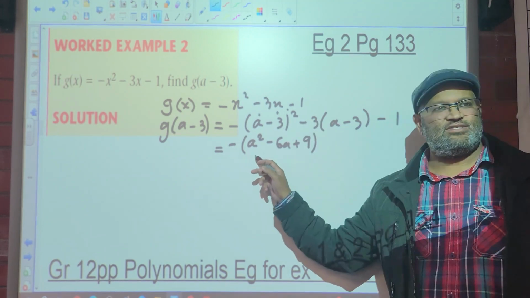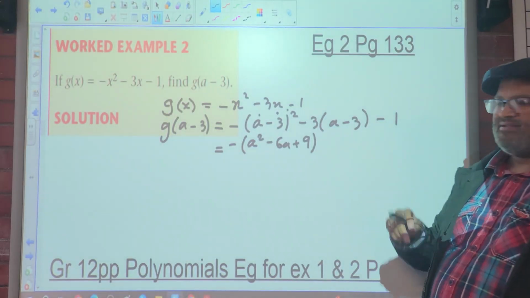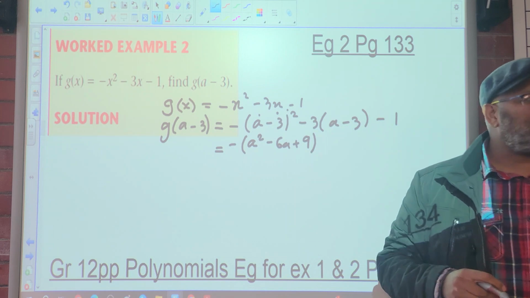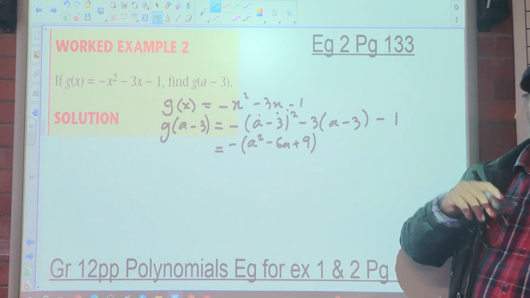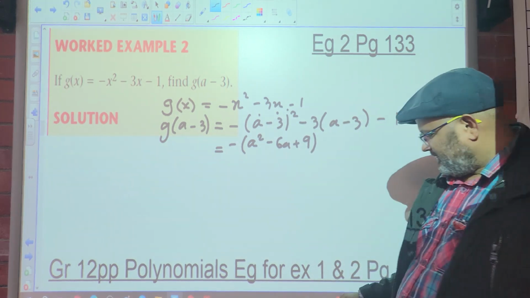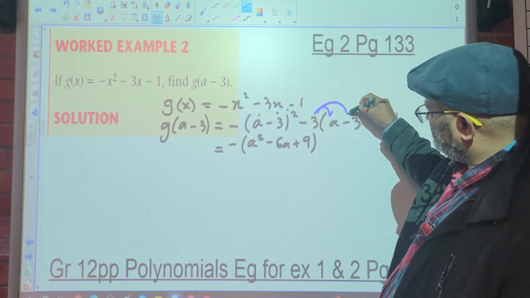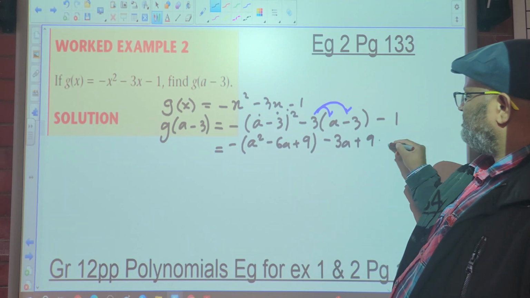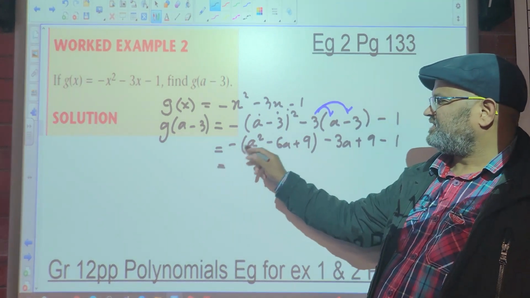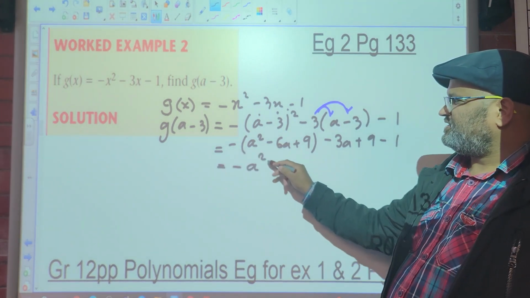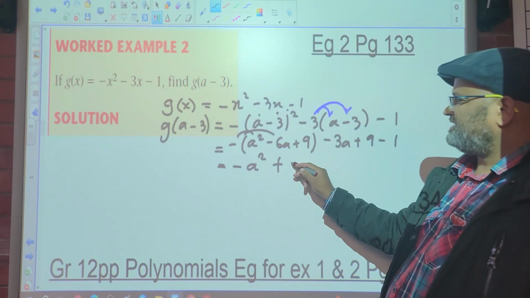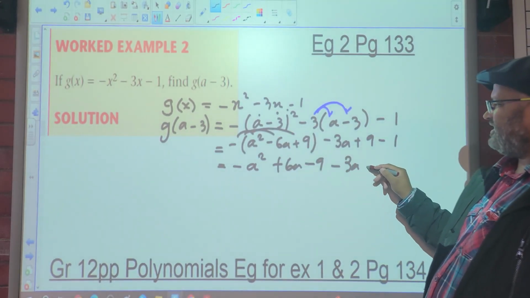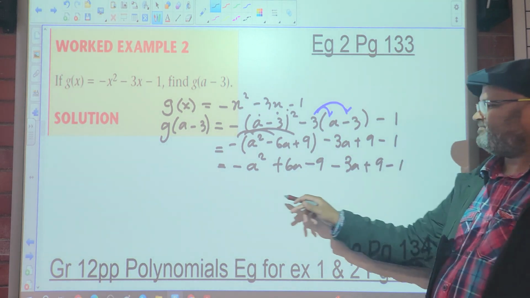People, if you can't do this, don't try to be brave in an exam. If you don't know how to do it, what do we do? Write it out twice, and we multiply it. Let's multiply, get rid of the bracket there. So they give you negative 3a plus 9 minus 1. Get rid of the bracket. So it's negative a squared plus 6a minus 9, minus 3a plus 9 minus 1.